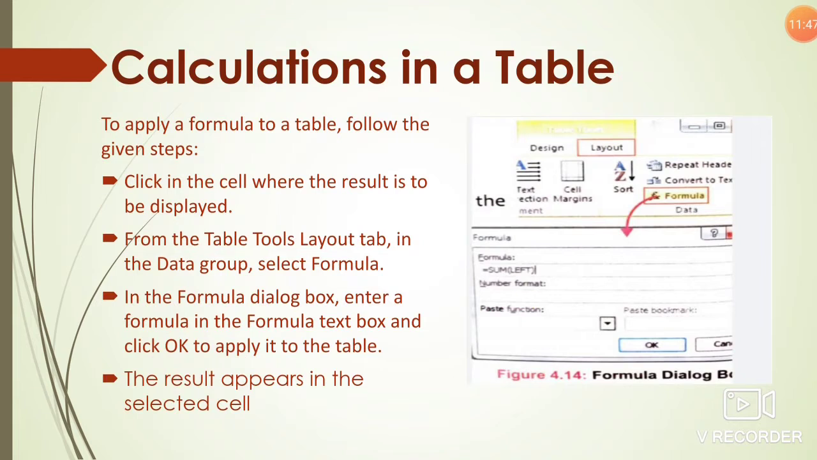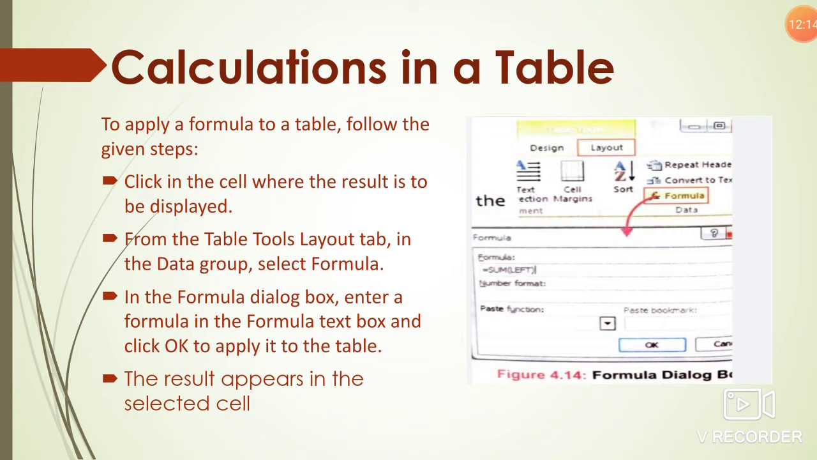Now the next heading is calculations in a table. Now this is very important. How will you perform calculation in your table? Suppose in two columns you have written two different numbers. Suppose you have written English marks in one column and Hindi marks in the next column, and you want to do the totaling of your marks in a third column. So how will you do calculation in a table?